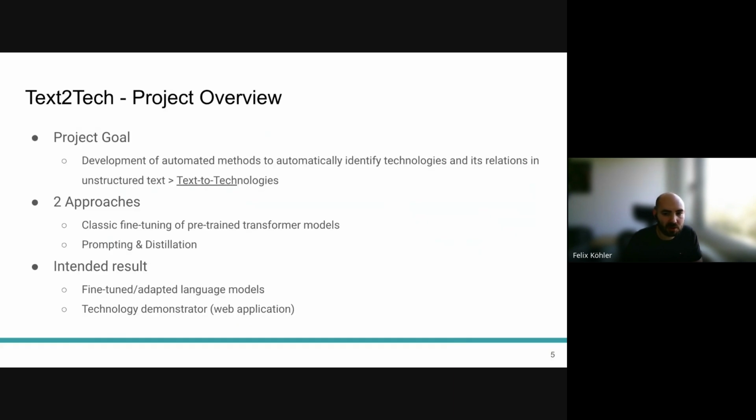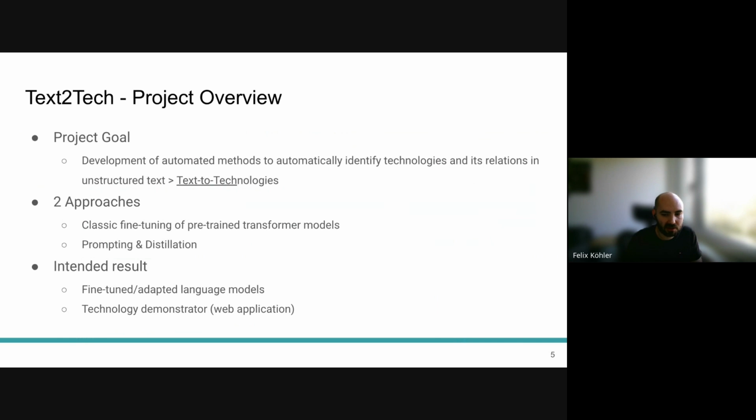In general, the project goal is to develop automated methods to automatically identify technologies and their relations in unstructured text. That's what the term text-to-tech means, transforming text to technologies. Today we will propose 2 approaches. The first one is a classic fine-tuning of pre-trained transformer models, and the second is what we call prompting and distillation. After the 3 years duration, the results will be the fine-tuned models and a web application as a demonstrator where you can try out the capabilities of the model.